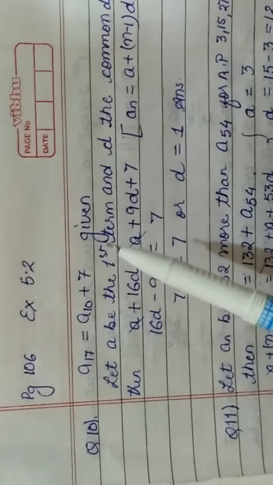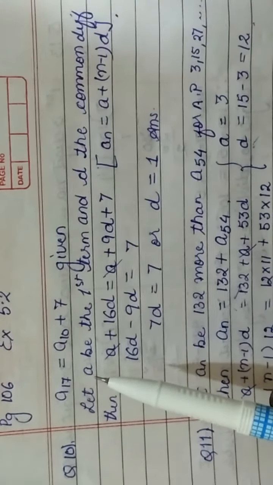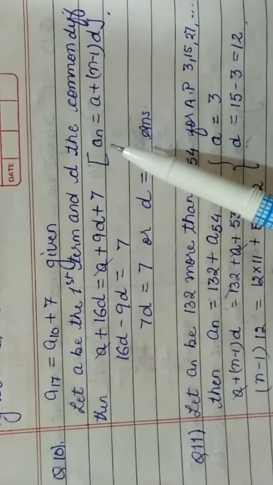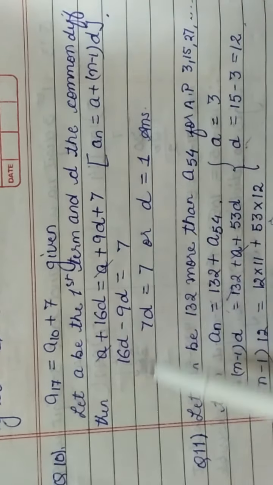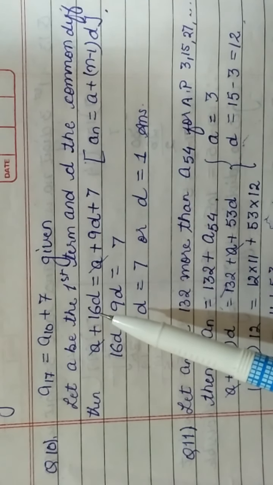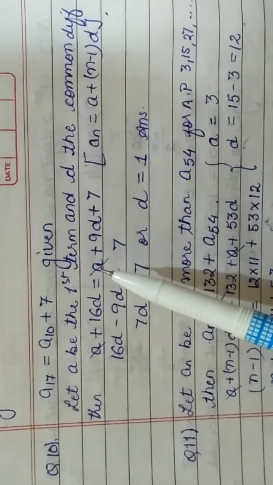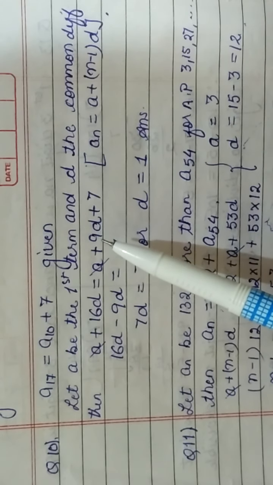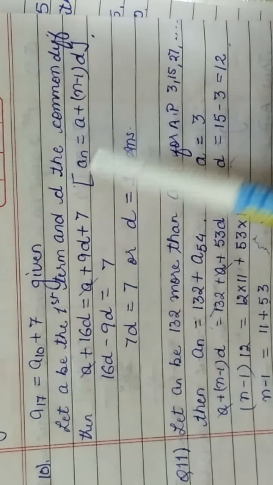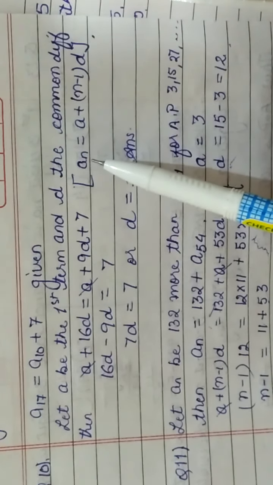Okay. So for any AP, what do we say? We assume its first term as A and its common difference as D. Then by the formula, the nth term's formula is this. We can write A17 as A plus 17 minus 1, which becomes 16D. A10 will be written as A plus 9D, 10 minus 1, and plus 7. Okay, so this equation takes this form if we assume A as the first term, D as the common difference, and this being the nth term's formula.